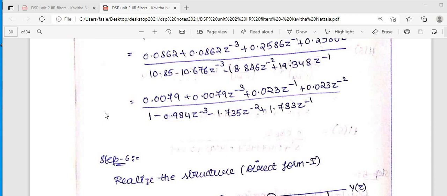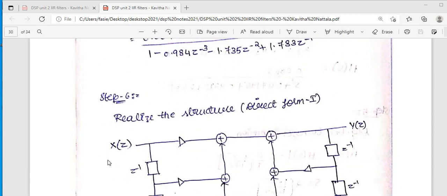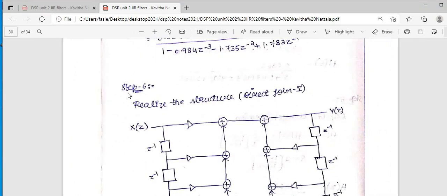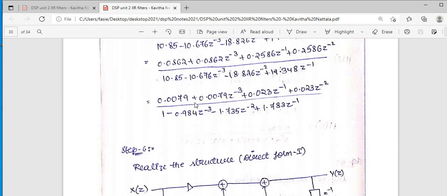Now what is the last step we have to do? We have to take the realization structure. Means how do we realize that? In direct form 1 and direct form 2, both ways we will understand. Direct form 1, H of z is nothing but Y of z by X of z. That is called total H of z. Right? So Y of z by X of z, what is the Y of z I have? This is the Y of z coefficients, the numerator. Denominator terms is X of z.